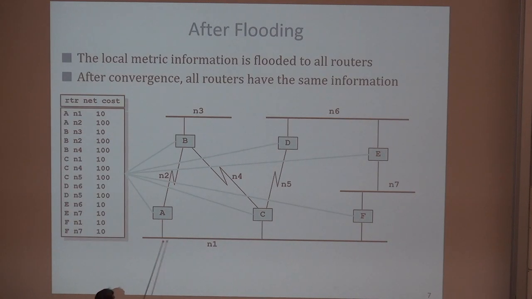Then all routers will inform the neighbors. For example, C will inform B, D, A, and F of the connections it has. For A and F, it's no new information. They're already connected to N1. But B, for example, will know that C is connected to prefix N1. So B will know this, and then B will inform also all of its neighbors. In that case, it's only A, and it's not very exciting because A had the information already. But D will inform, for example, E, that C is connected to N1.